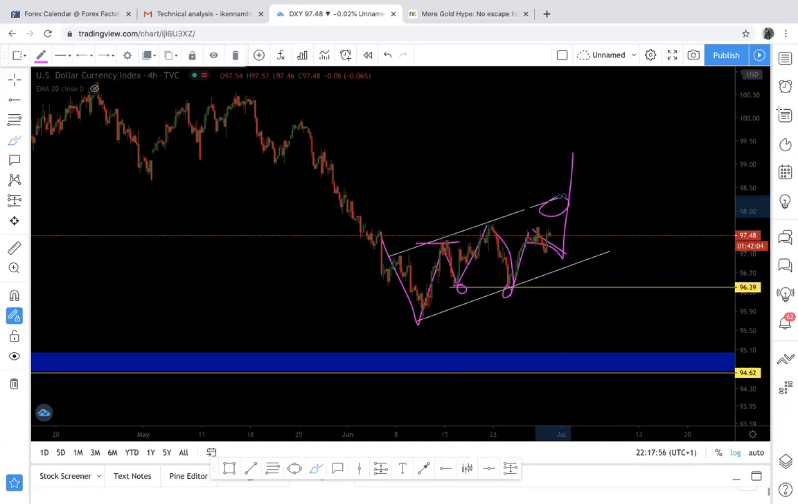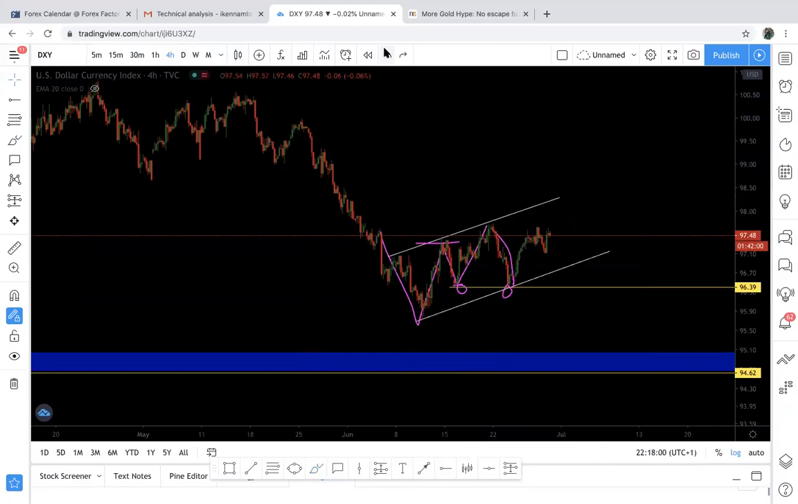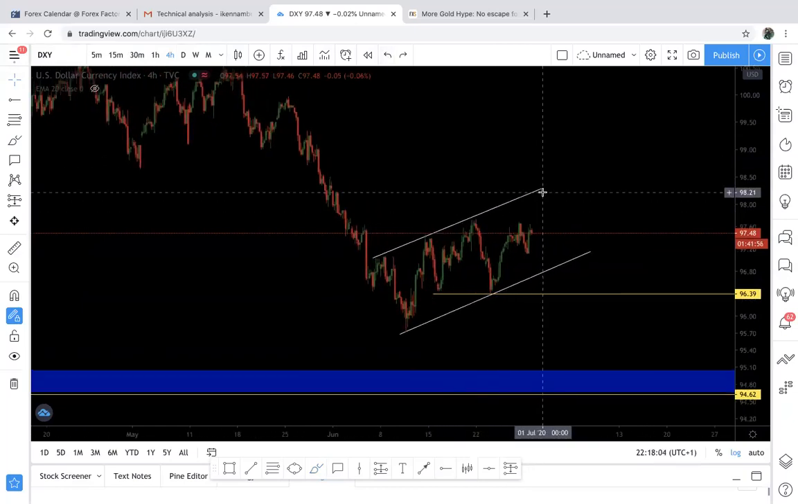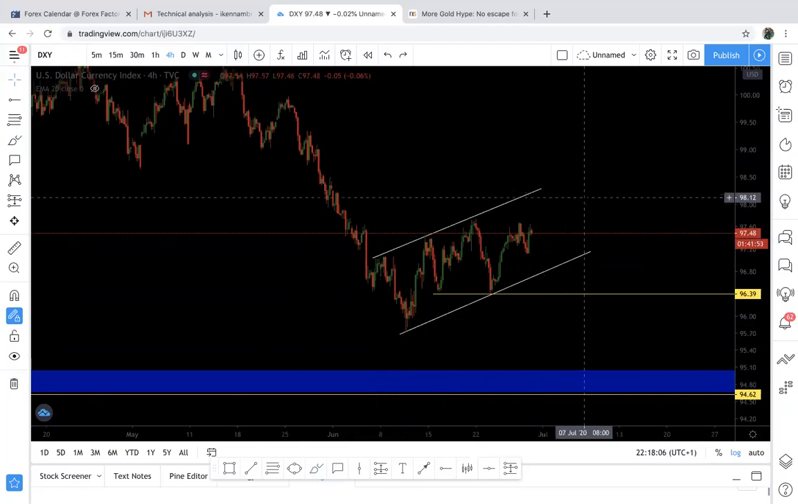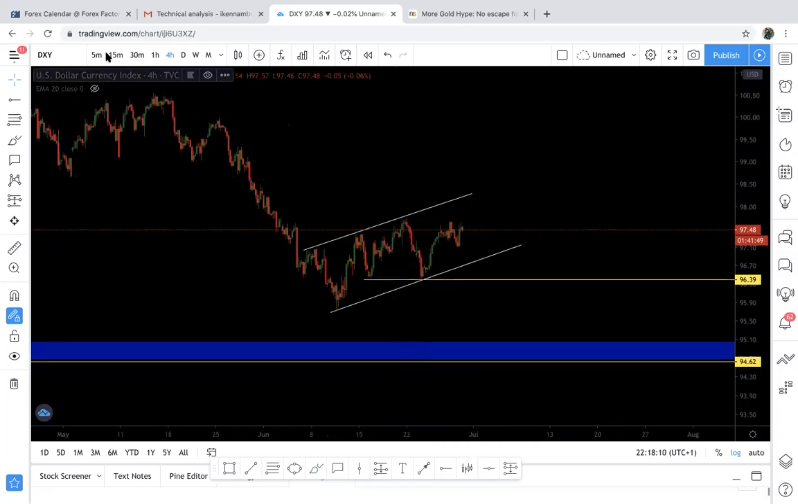Why? Because trend lines are just guidance. These are guidance to us. We don't trade trend lines or what we see on trend lines. They're just guidance to what is going to happen next. So with this trend line, obviously we can see that price is pushing to the upside on the DXY now.